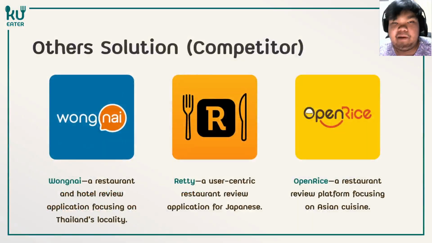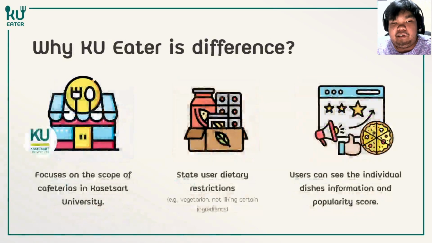We want to talk about the other solutions, or the competitors. We got three of them as prominent examples for KU Eater: Wongnai, Ready, and OpenRice. Wongnai focuses solely on Thailand, Ready focuses on Japan, and OpenRice is for the entirety of Southeast Asia.